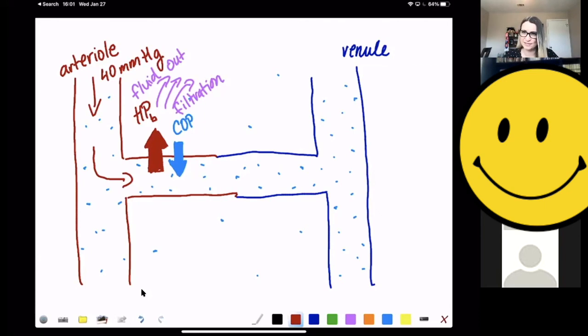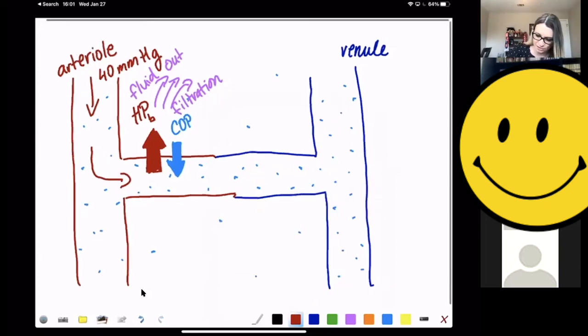You're losing it, right? As the blood flows from left to right on this image, you're filtering all this fluid out. Now you have less and less blood in that capillary. The amount of blood in the capillary determines the pressure, so now your hydrostatic pressure is lower here as the amount of blood, or plasma really, decreases.